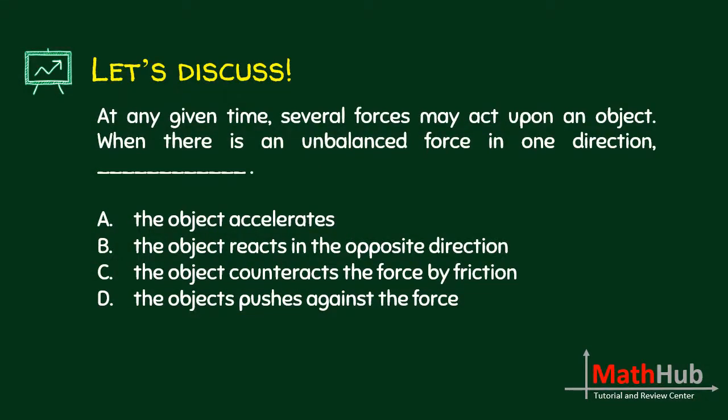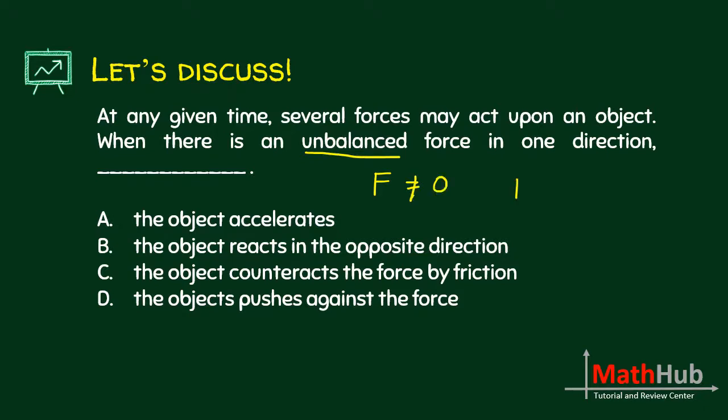Next example, at any given time, several forces may act upon an object. When there is an unbalanced force in one direction, what will be happening? Take note that it's saying that there would be an unbalanced force. When you say that there is an unbalanced force, that means that your force there is not equal to 0.